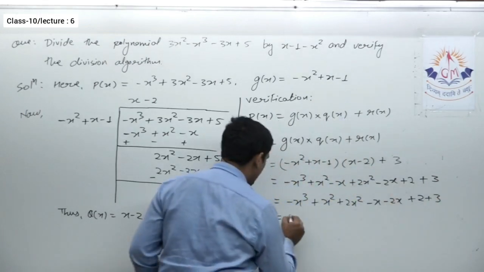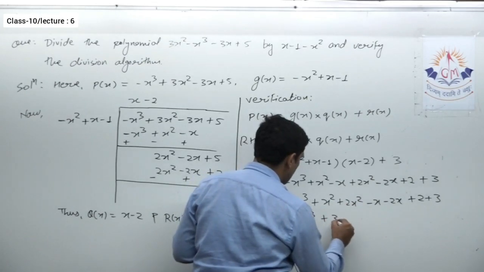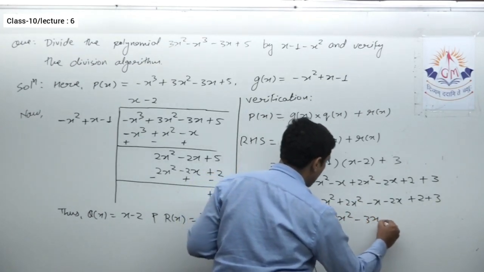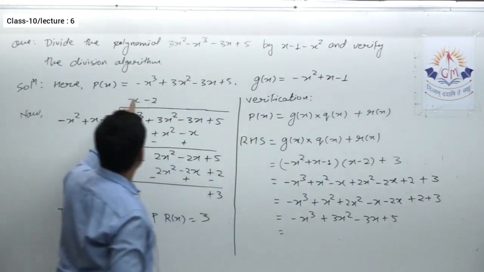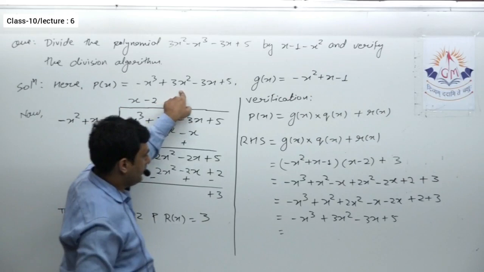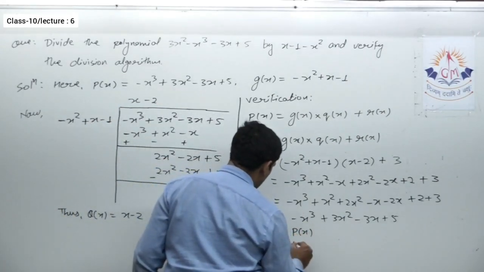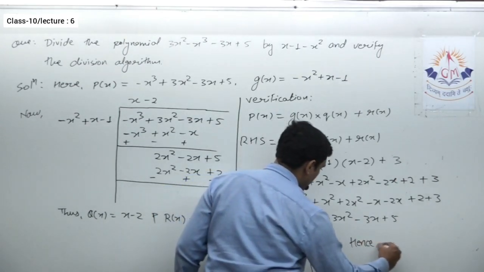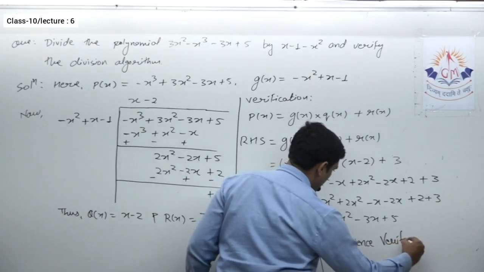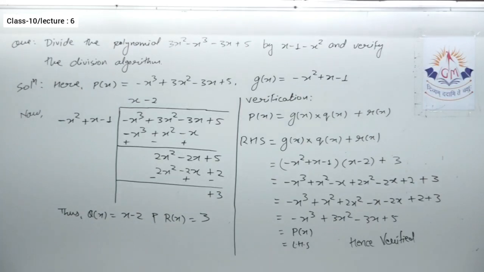Now when you simplify this, see minus x cube as it is, x square plus 2x square, that is 3x square, minus 3x plus 5. Definitely this is equal to p(x). You can see this is minus x cube plus 3x square minus 3x plus 5, that is equal to p of x, that is equal to LHS. So here I can write, hence verified. So here division algorithm is verified. So please note it down, then we'll see the next question.